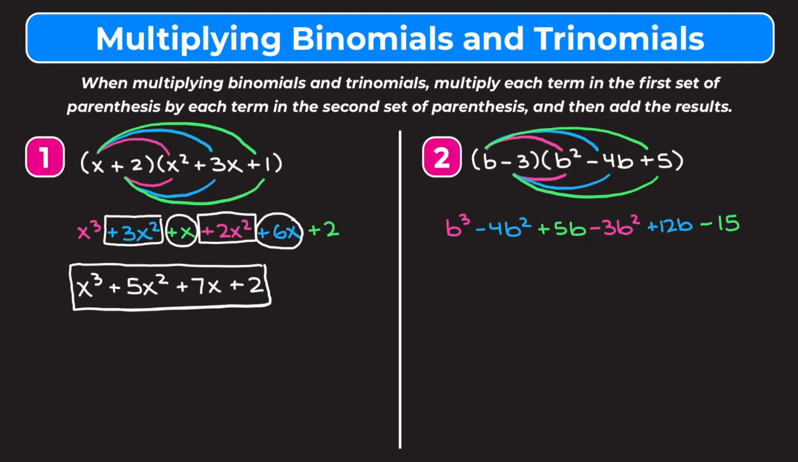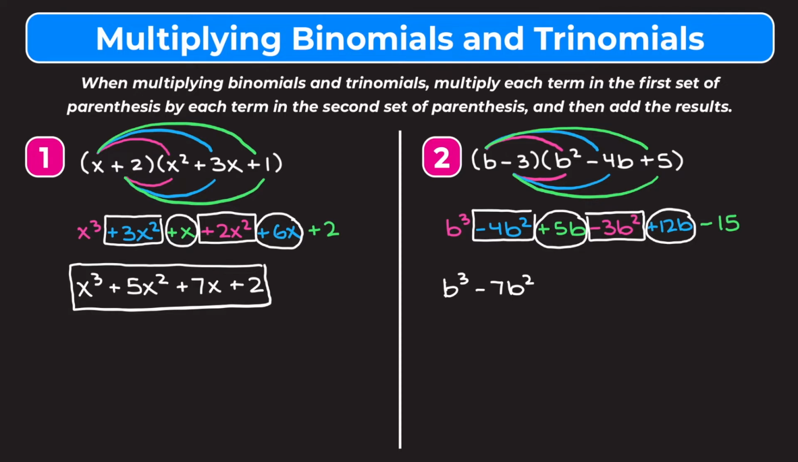And now again we need to combine like terms. So we can combine the negative 4b squared and the negative 3b squared because they both have a b squared attached. And we can combine the plus 5b with the plus 12b. So the b cubed stays as it is because we can't combine it with anything. Negative 4b squared minus 3b squared is negative 7b squared.